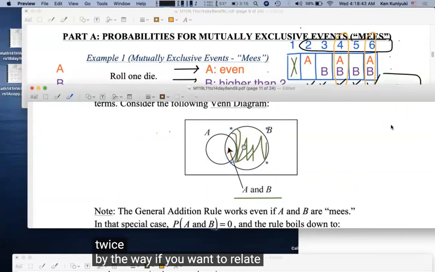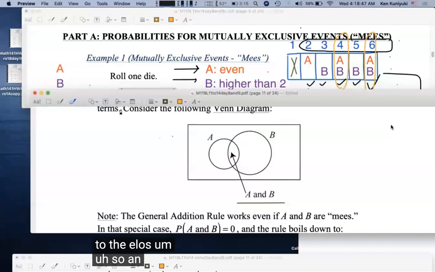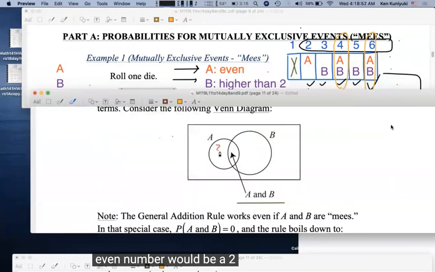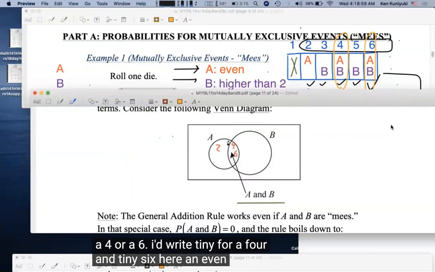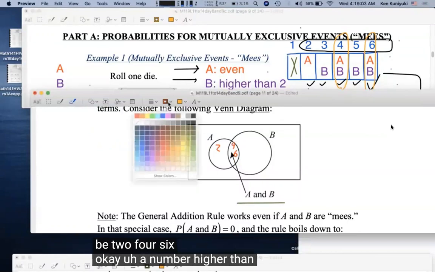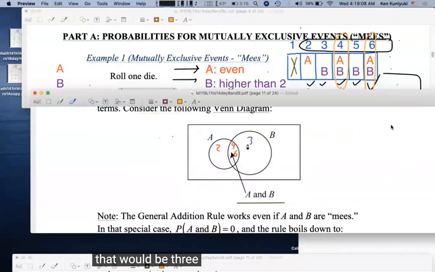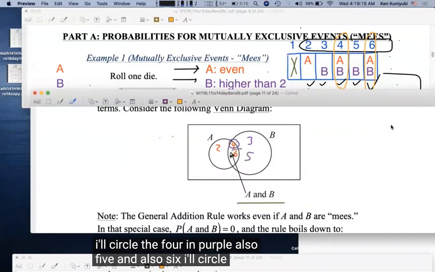By the way, if you want to relate these to the ELOs, an even number would be a 2, a 4, or a 6. I have to write a tiny 4 and tiny 6 here. An even number would be 2, 4, 6. Okay. A number higher than 2, that would be 3, also 4. I'll circle the 4 in purple. Also 5, and also 6. I'll circle the 6 in purple.